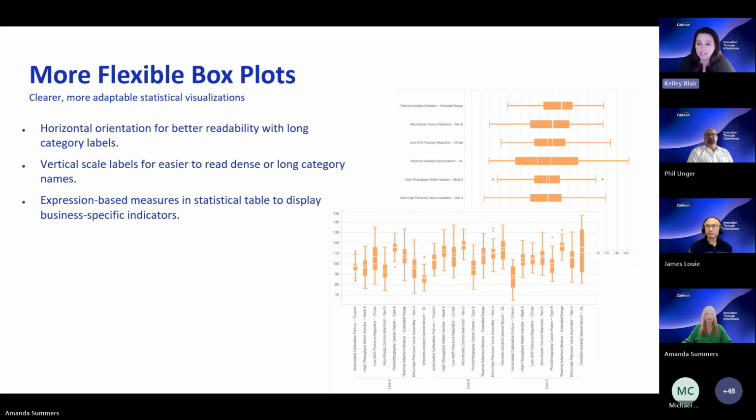Also, one other thing to note with the box plots, the statistics table that comes with the box plot is now more flexible as well. We can actually create our own expression-based measures. So we can have some custom calculations and expressions in there, things like yield rates, defect percentages, if we're looking at process-specific thresholds. We can all see that now right there in that single box plot. So we don't need to go in and alter the data table or create extra calculated columns. We can just put it right there as a custom expression into our box plot.